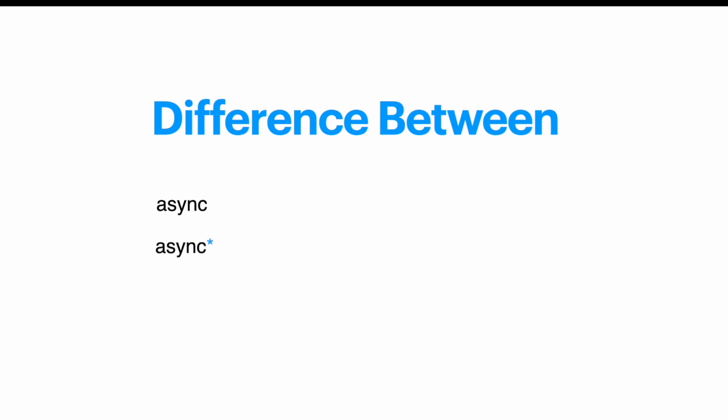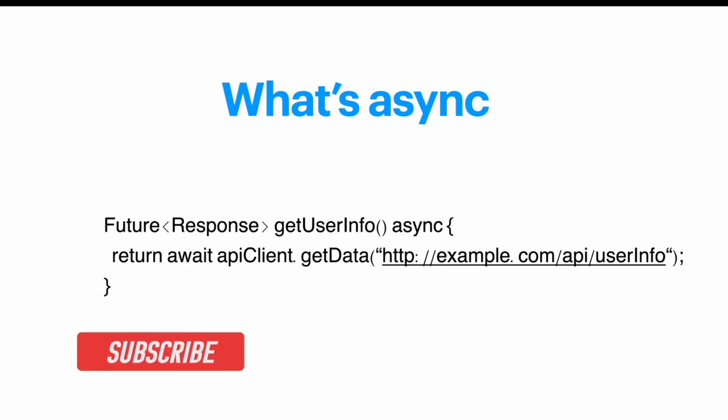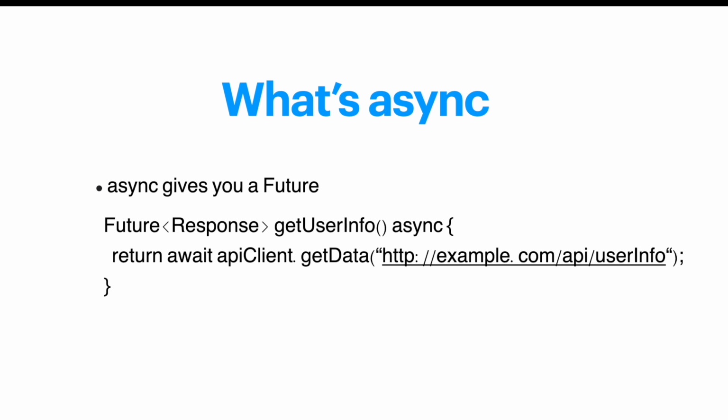So first, understand what is async. Well, async is used for long running tasks. So async gives you a future. For example, like this, where you have to wait 1 second and then return. Or like this, where you have to make a RESTful API request and wait for the request to be completed, and then return the data. So that's future, and that's async working together. So async gives you a future.